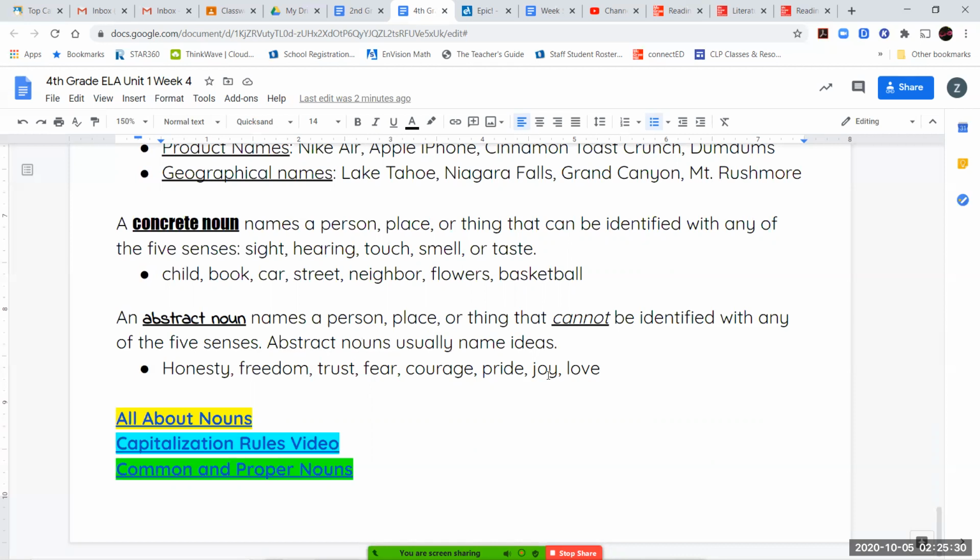They're all a variation. They're all a different kind of noun, but they're different, again, from concrete nouns because they are not things that you can identify with your five senses.